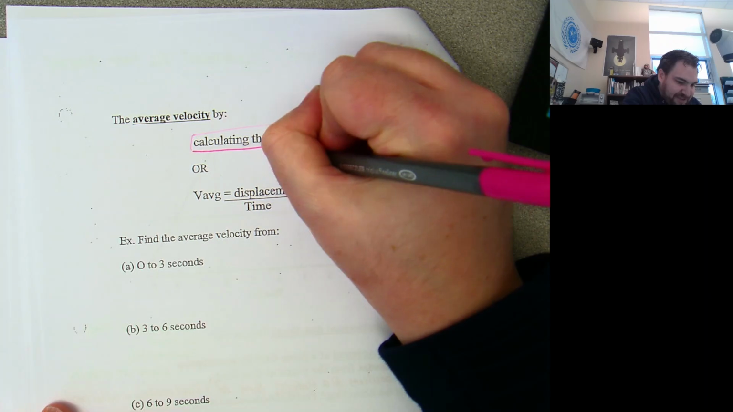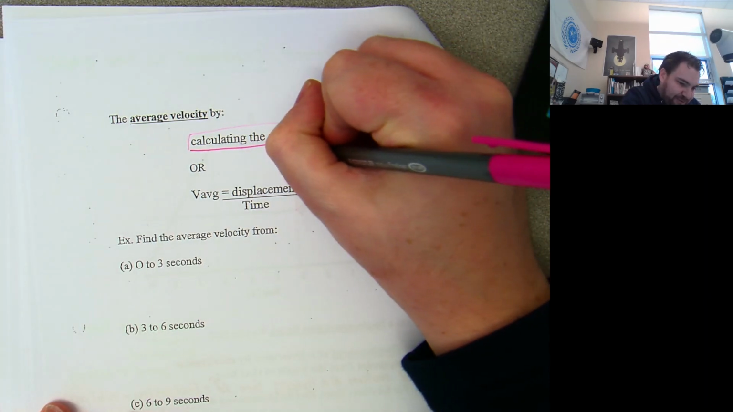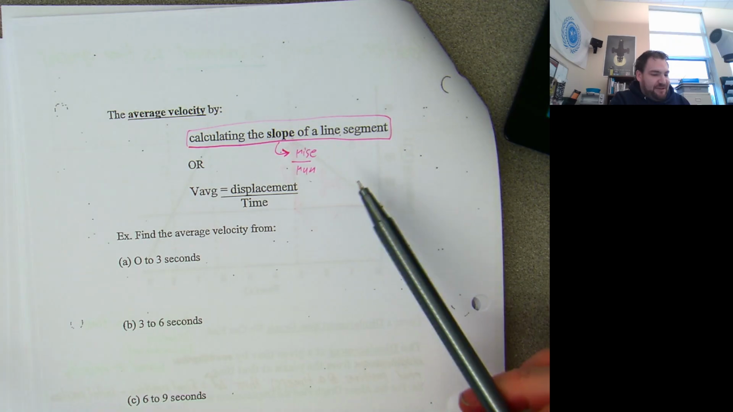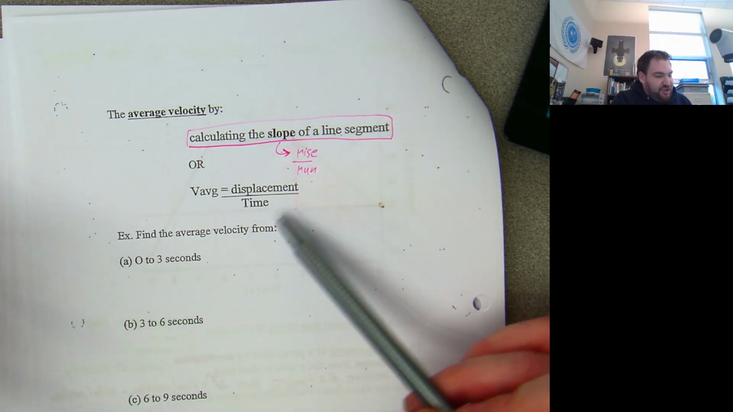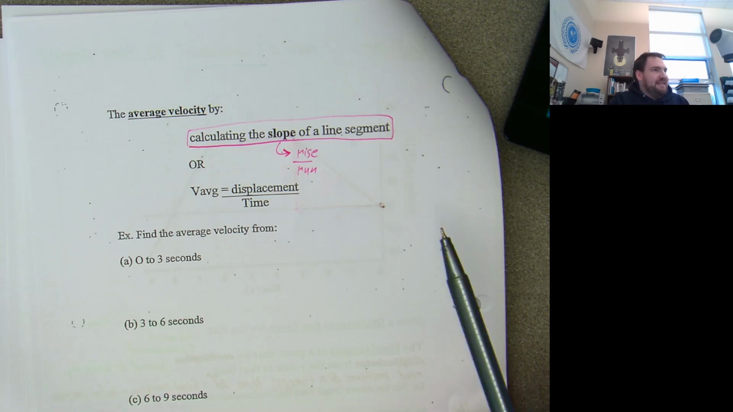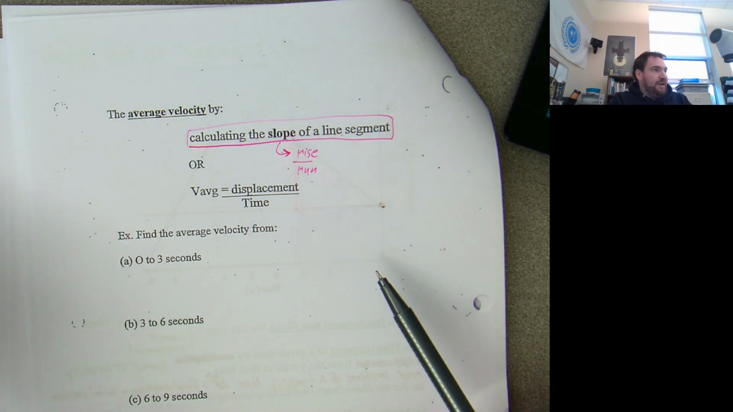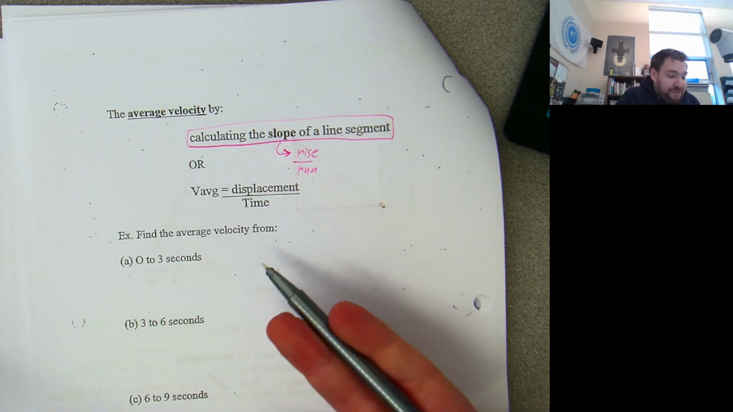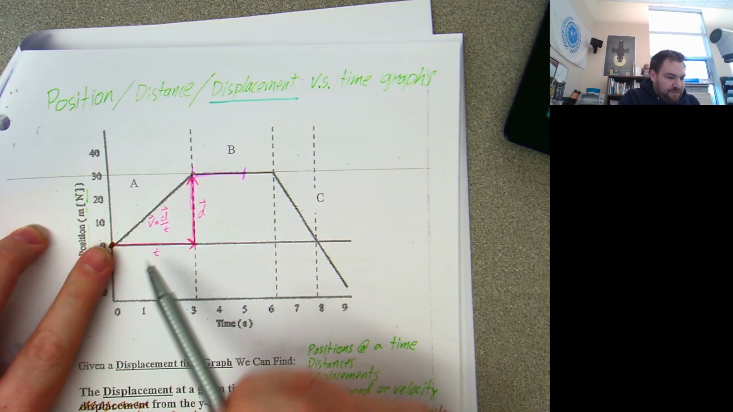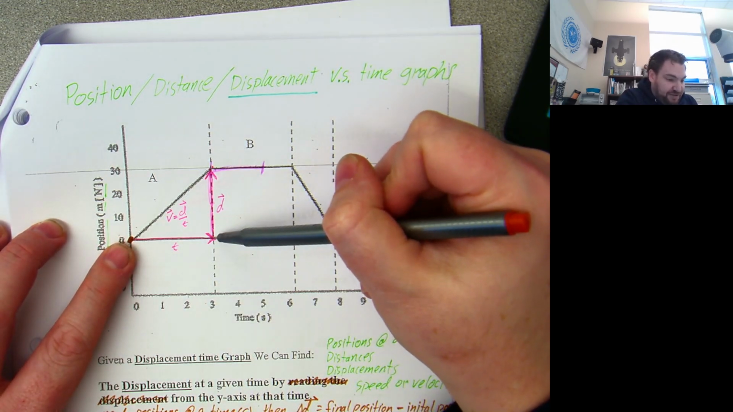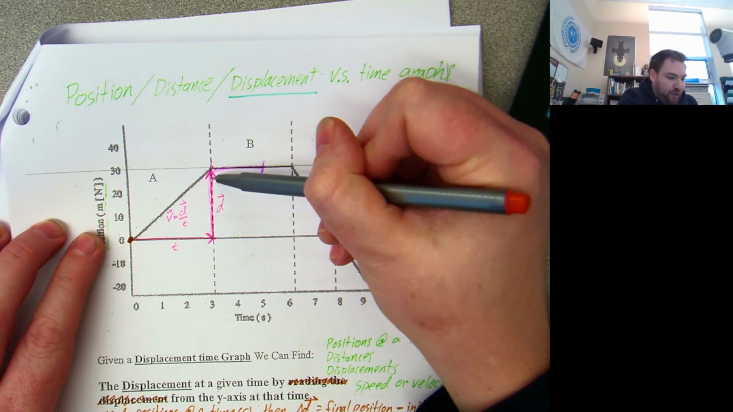If you recall from Math 10, slope is equal to rise over run, but on a graph like this, the rise is just your displacement, the run is just your time. And so now instead of just calculating random slopes for pointless lines in Math 10, we're giving it meaning. So if we want to find the average velocity from 0 seconds to 3 seconds, we just find some slopes. From 0 seconds to 3 seconds, our slope is rise over run, so it's going to be 30 over 3.